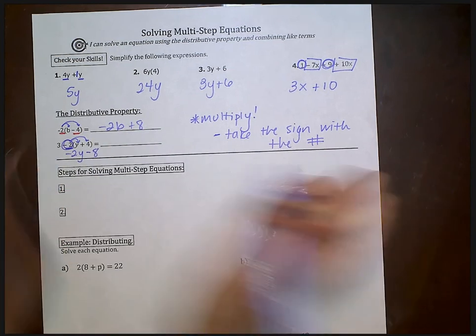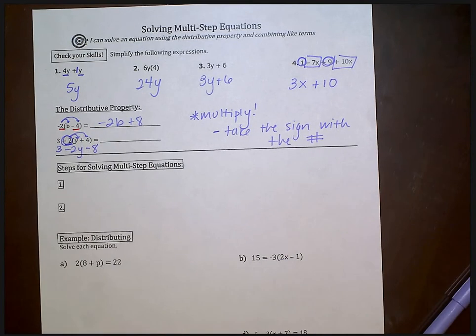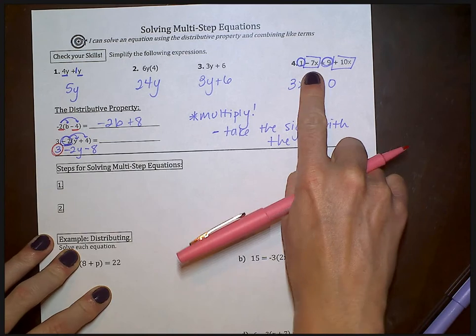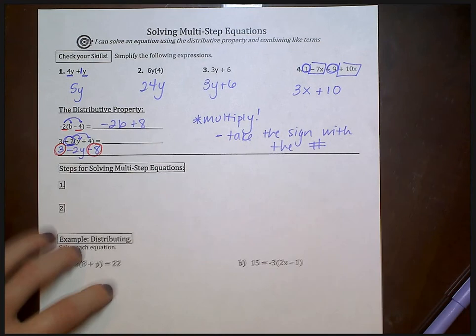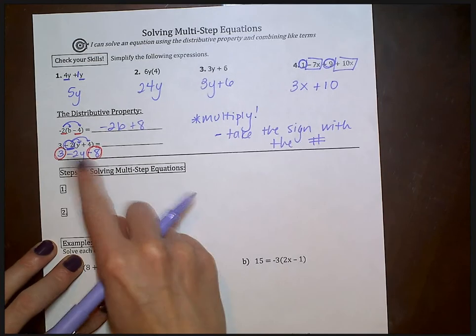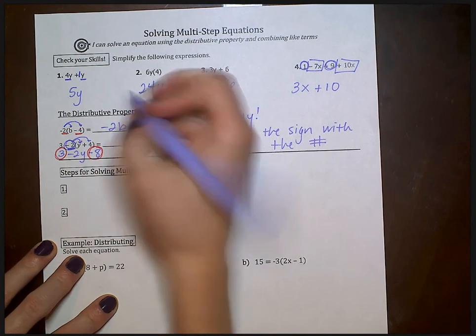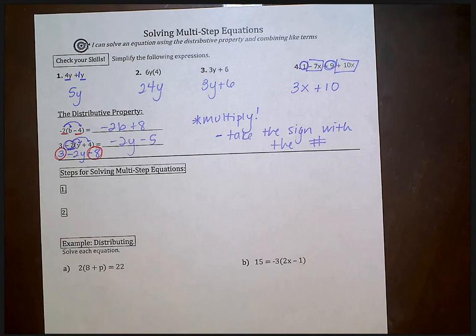If I were to bring the 3 down, now I can keep simplifying. I can combine like terms, kind of like I did on this example here. And I would do 3, and I just always think of adding. 3 plus negative 8 is negative 5. So I would say negative 2y minus 5. Okay, so that was a lot of work within that one little problem.